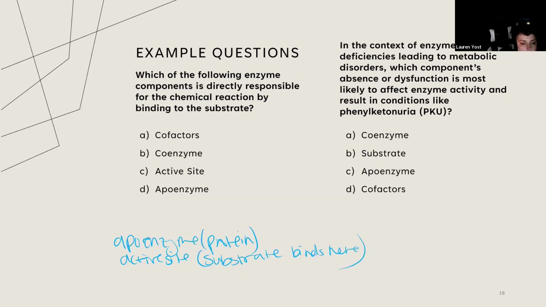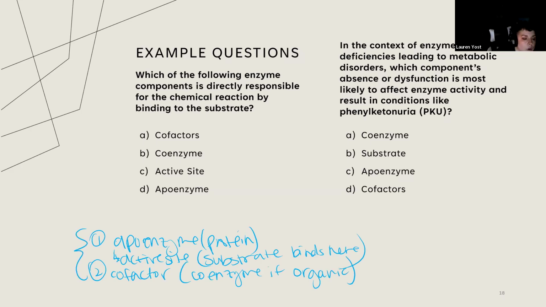And then we know that this is part of the apoenzyme. And the other part of conjugated enzymes is called the cofactor. The cofactor is going to be a coenzyme if it's an organic molecule, literally a carbon-hydrogen backbone, right? And these together form the holoenzyme.